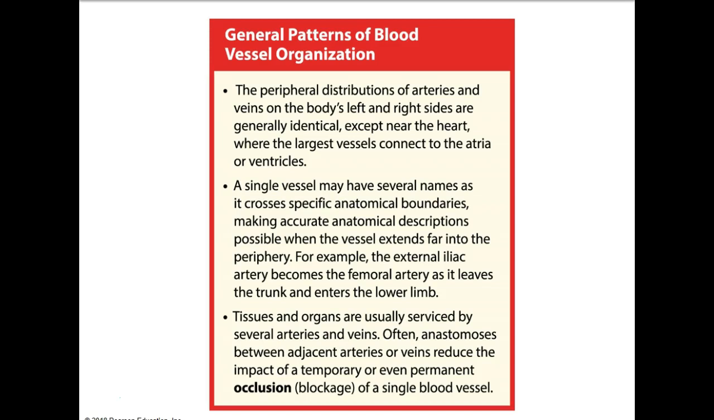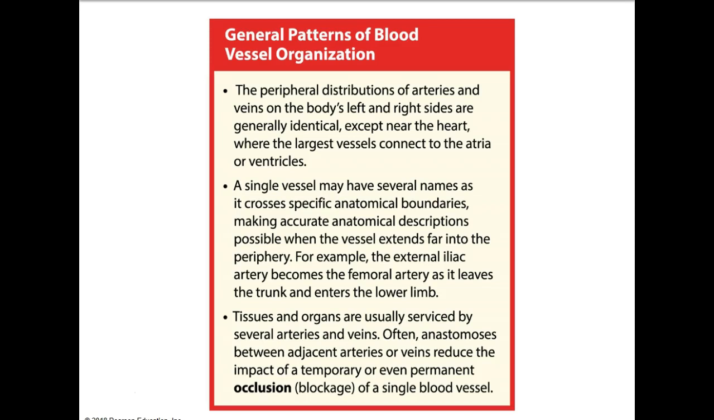This chart gives you a summary of the general patterns of blood vessel organization. Peripheral distributions of the arteries and the veins on the body's left and right sides are pretty much the same, except near the heart. In that case, the largest vessels connect to the atria or the ventricles. And a single vessel can have several names as it crosses specific anatomical boundaries, making accurate anatomical descriptions possible when the vessel extends far into the periphery.